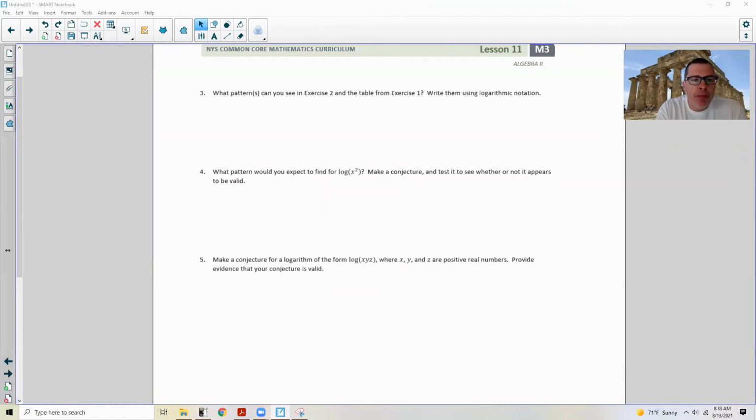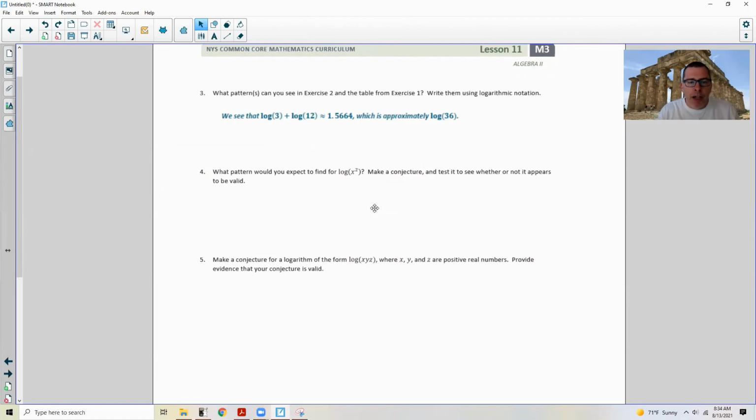All right, page 3 brings us to problem number 3. And it says, what patterns can you see in exercise 2 in the table from exercise 1? Write them using logarithmic notation. Well, I've already done that because I was just so excited that this property came about. It just is mind-blowing. So I kind of got ahead of myself there. So we see that the log of 3 plus the log of 12 is approximately 1.5664, which is approximately log 36. That's just one of the examples.